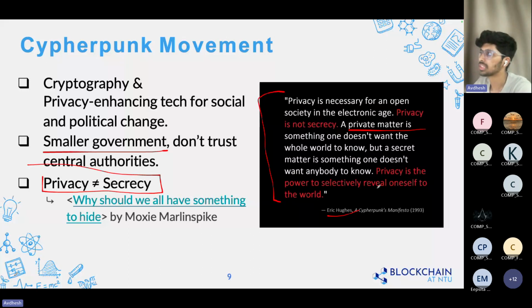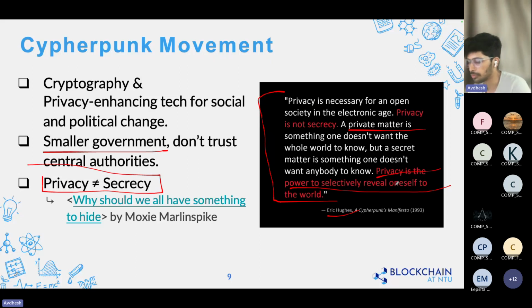So privacy is the power to selectively reveal oneself to the world. A very famous example we can all take is social media, right? We are selectively showing one of our personas, or our best lives, on Instagram or something like that. So that is privacy, but a secret matter is something we don't want to share with anyone, be it with our approval or without our approval.